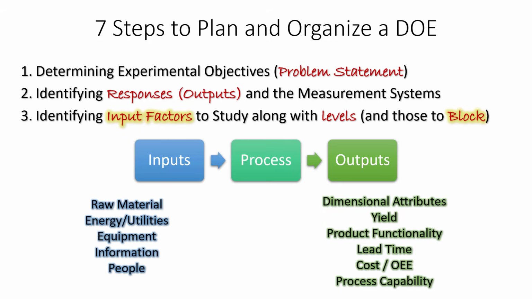Then you should identify the critical input factors that you want to study to improve your output. And again, it could be raw material, it could be energy, it could be equipment, information, people. There are factors you want to study, and there are factors that you must block out to make sure that those factors don't wreck your experiment. That's an incredibly important part of the process. And really, that was the whole point of today's lecture, is understanding your outputs, your inputs, and using blocking and randomization to address random error.